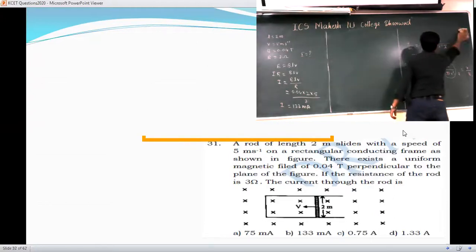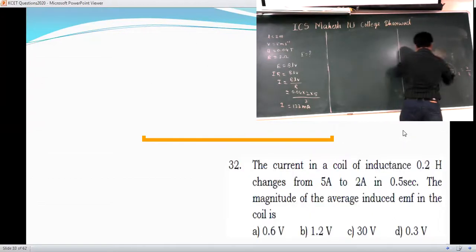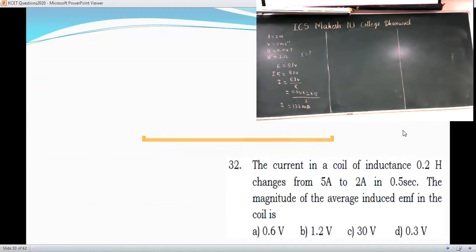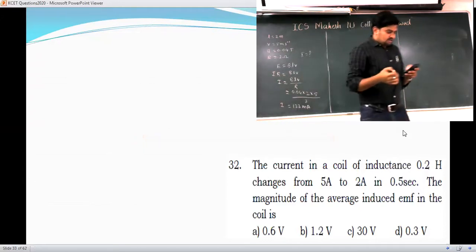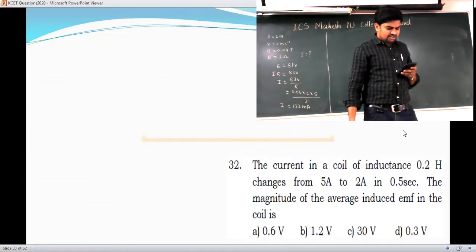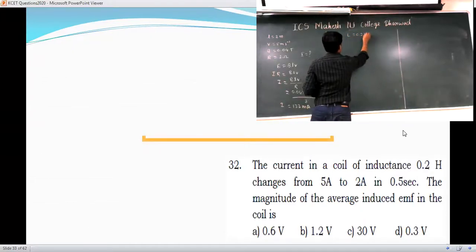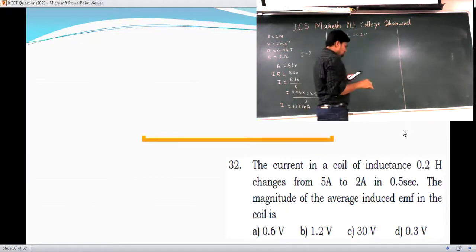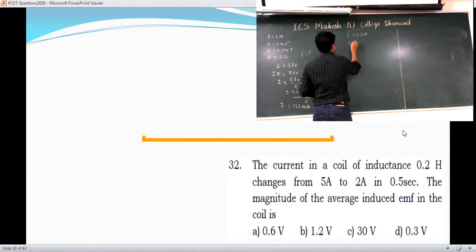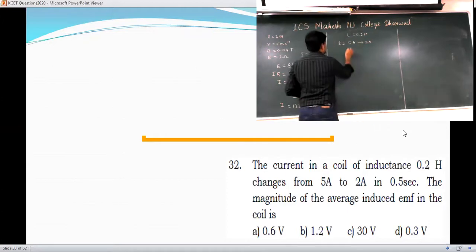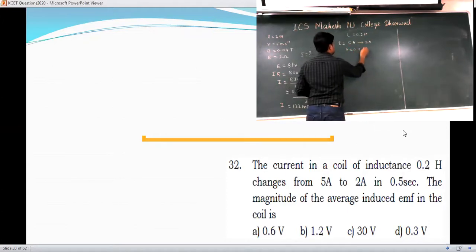Yes. We'll go to the next one. What is our next question? 32nd question. The current in the coil of inductance 0.2 Henry, inductance L is equal to 0.2 Henry, changes from 5 ampere to 2 ampere. Current is changing here in 0.5 second. So T they have given, it is 0.5 second.